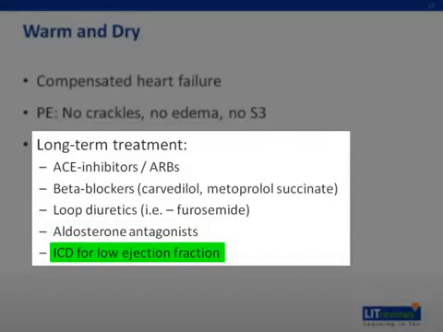ICDs, or implantable cardioverter defibrillators, also have a mortality benefit for patients with severely reduced ejection fraction less than 35%. Studies have shown that patients with lower ejection fractions are more likely to have life-threatening cardiac arrhythmias, so an ICD can be placed to shock patients out of these potentially fatal rhythms if they should occur.